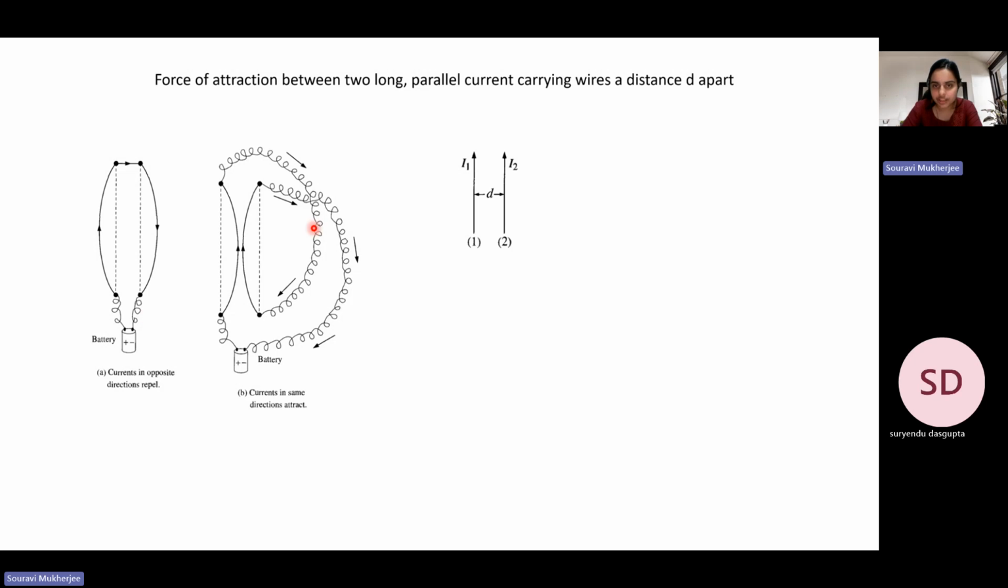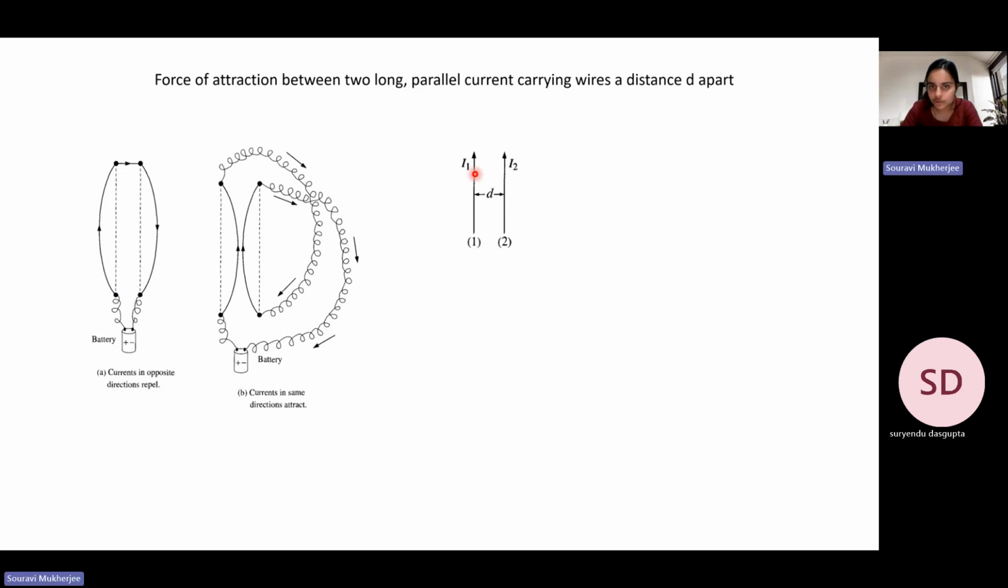So for this, if you consider two wires, I1 and I2 at a distance d apart, we want to find the force of attraction. Also look at the direction of the force, whether it's attractive or repulsive, when it is attractive, when it is repulsive. So for this, what is the first thing that you have to do?